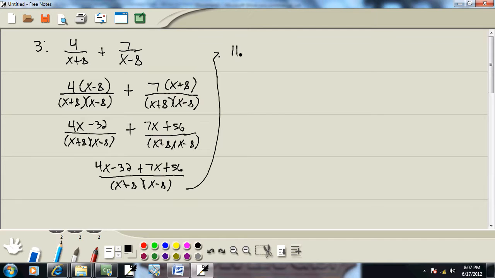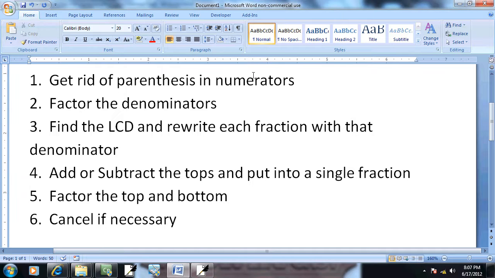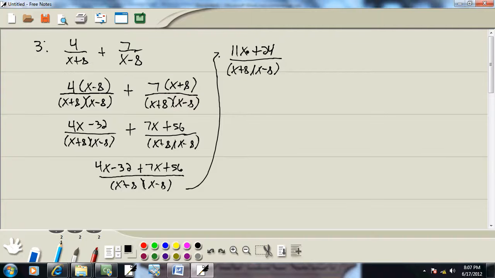4x plus 7x is 11x, combining like terms. Negative 32 plus 56 is 24. Yeah, 24 I think. And x plus 8, x minus 8. Our next steps we don't have to do. Factor the top and bottom. Bottom's factored, but top I can't do anything with. The reason why you do that is you hope something will cancel.